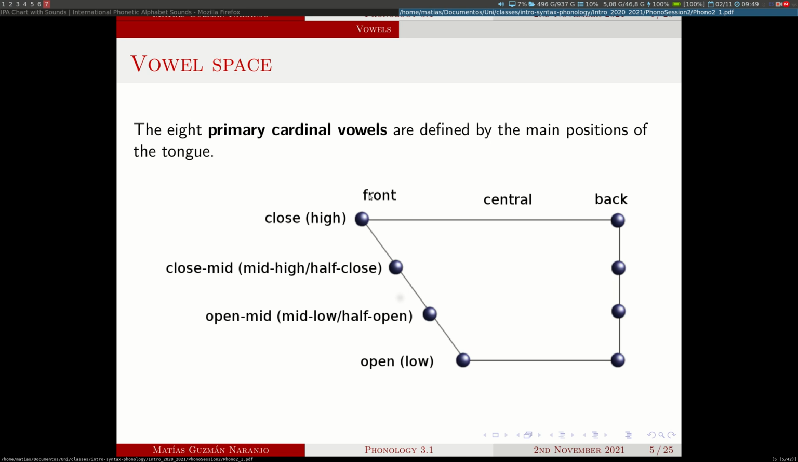So whether they're front, central, or back, close, which is high, close mid, which you can also call mid high, then mid low, which is mid open, open, which is the same as low vowels. I'll mostly use open and high and close mid or open mid to make reference to them, but they are also called close and open.